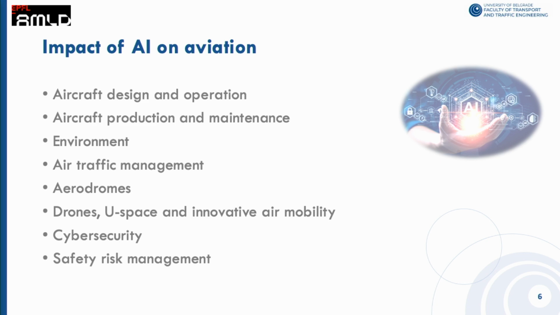Bearing in mind that air traffic demand is constantly increasing, we also have some environmental standards, new standards, and increased complexity in the system, it is evident that AI could offer some new possibilities and also some solutions for problems that appear and that could appear. So AI will influence, and currently is influencing, the whole air traffic system. So these are some domains of influence of AI. It's for sure aircraft design and operations, aircraft production and maintenance, environment, ATM, as we have already seen, aerodromes, then innovative air mobility, cybersecurity, and safety risk management.